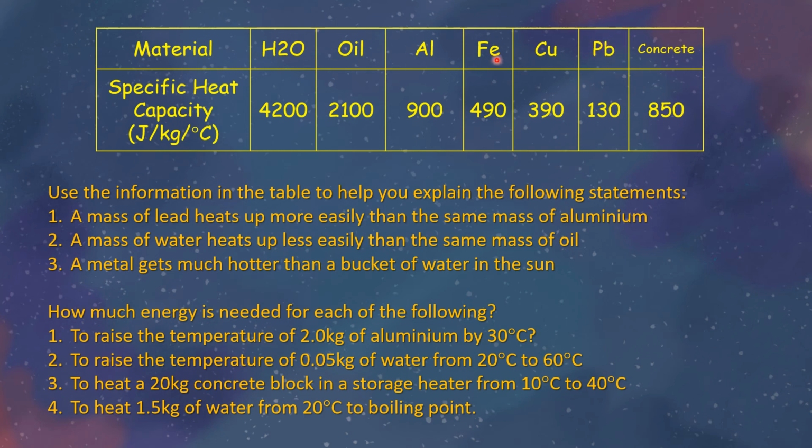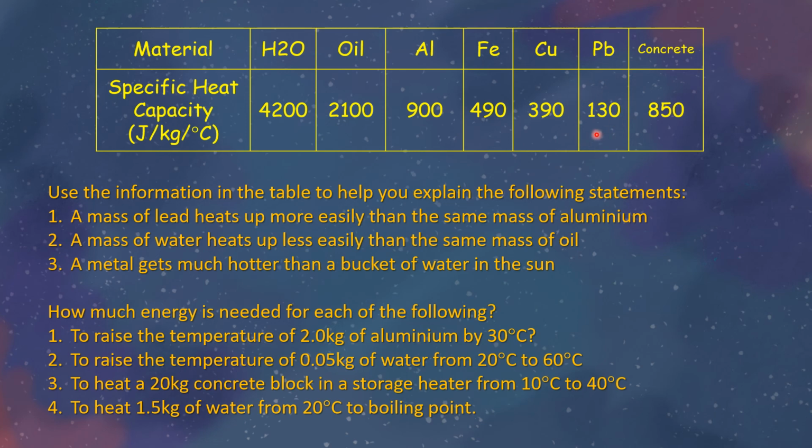If you don't know what any of these are, then you need to get your periodic table and look it up, please. So you should be familiar with these by now. So we've got aluminium, iron, copper, and lead. So our question is, a mass of lead heats up more easily than the same mass of aluminium.